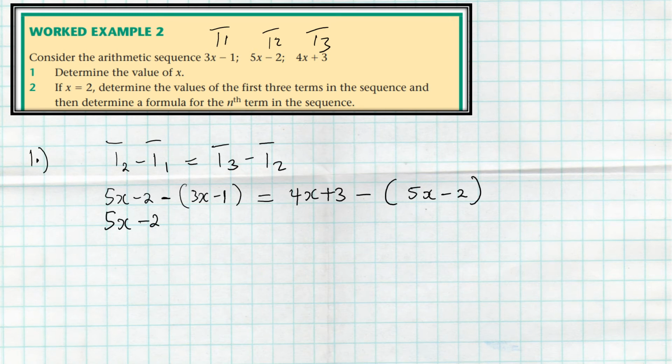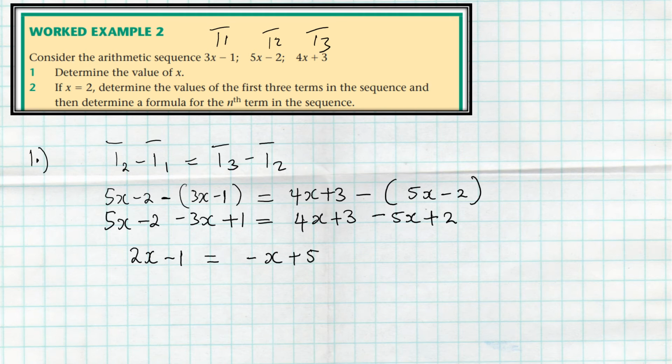Minus times 3x is going to be minus 3x. Minus times minus 1 is going to be positive 1, right? So we have 4x plus 3 here. Minus times 5 is going to be minus 5x, like that. Minus times minus 2 is going to be positive 2. Then we're going to group the like terms together and see how this goes. 5x minus 3x is 2x, minus 1 plus 1 is minus 1, is equal to 4x minus 5x is minus x, right? 3 plus 2 is what?